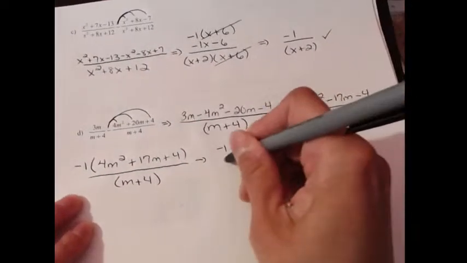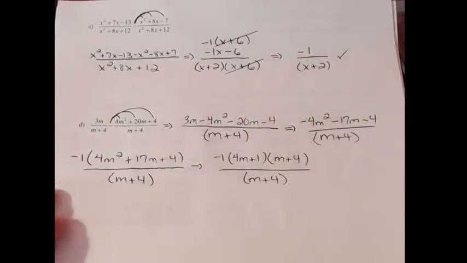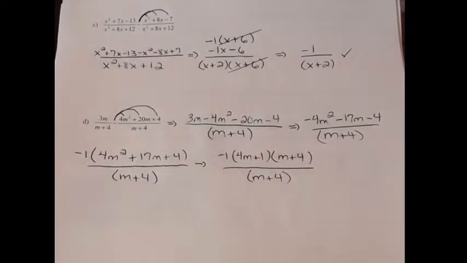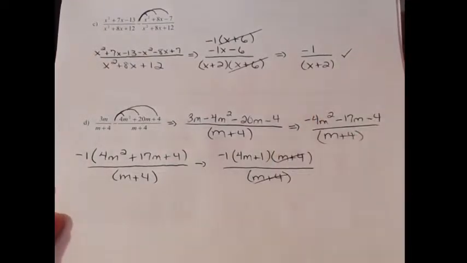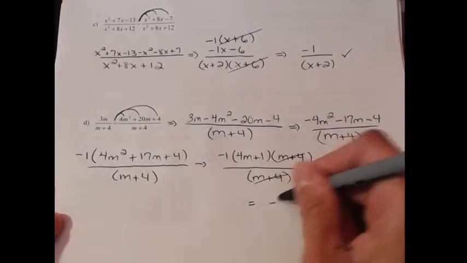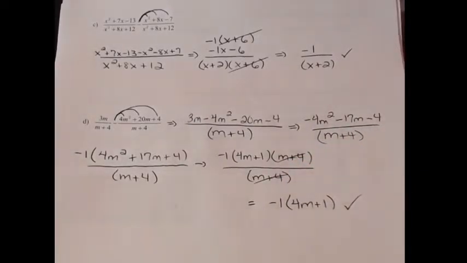Let's go ahead and write this expression over m plus 4, which was our common denominator. And then lastly, we can say, hey, let's reduce, right? We're going to divide out our common factor of m plus 4. So our final answer is going to be negative 1 times 4m plus 1. You can and should leave your answer in this factored form, okay?